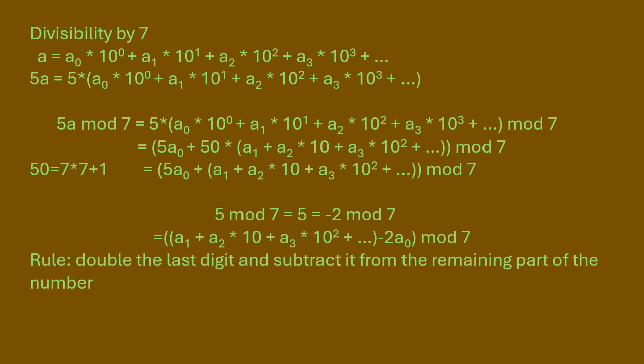So double the last digit and subtract it from the remaining part of the number. For example, 525. 52, which is our remaining digits, minus the last digit, 5 times 2, gives us 52 minus 10, which equals 42, which happens to be divisible by 7. Thus, 525 is divisible by 7.